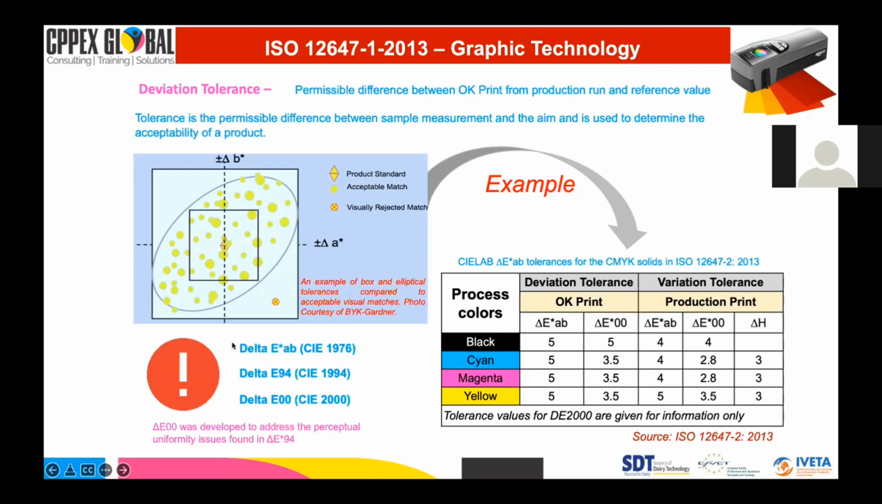Here's a warning sign. There are 3 or 4 or even more equations. Everybody in ISO standards should use delta E 2000. Does anybody use delta E 2000 on the call? A quick chat, or do you use a different one in your environment? Can I see a quick thumbs up or thumbs down from anybody that uses delta E 2000?